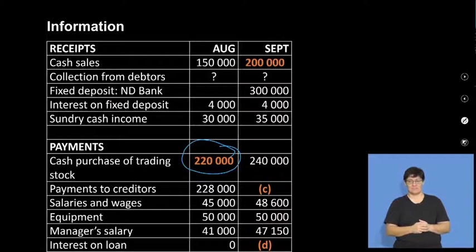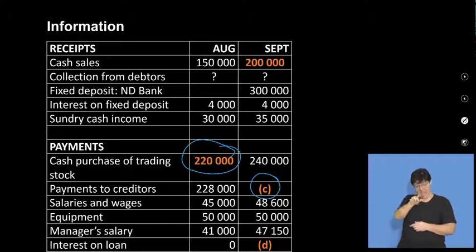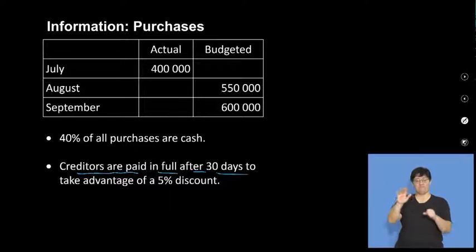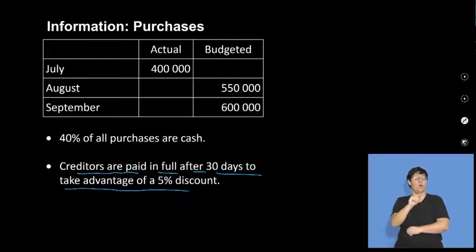Okay, in C, payments to creditors, right? We did say we're going to come back to this one here. Let's see what we have here. We want our payments to creditors for September. So, in terms of the proviso, we are told creditors are paid in full after 30 days to take advantage of a 5% discount. So, you're paying in 30 days, it means you're paying the month thereafter.